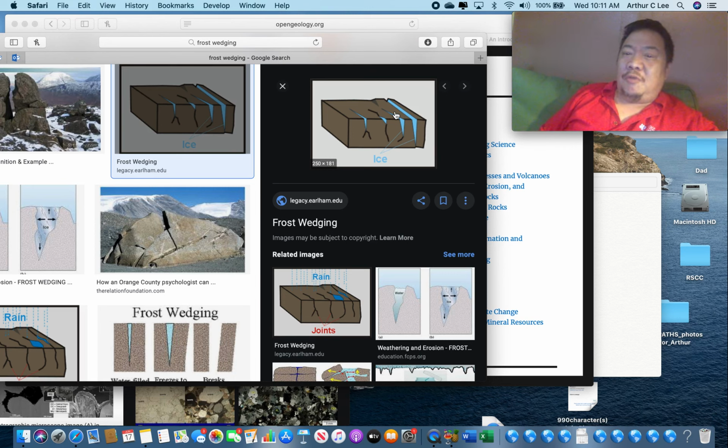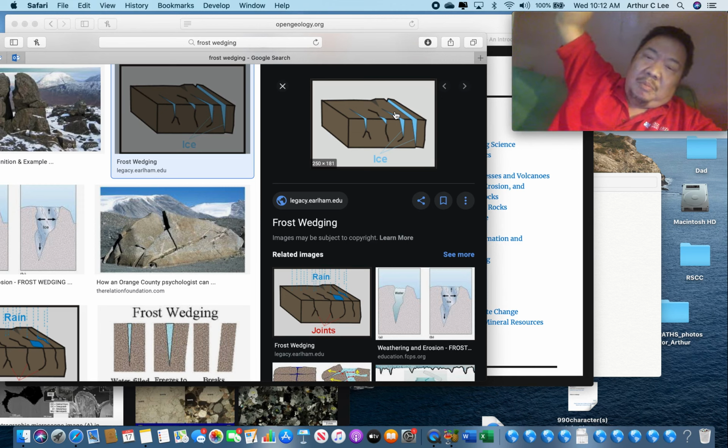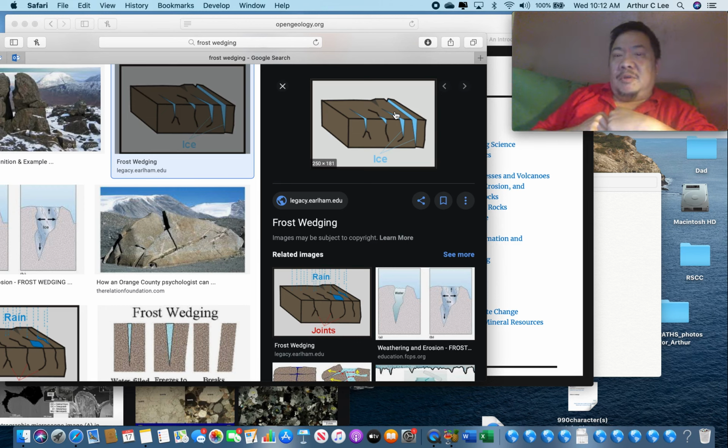And where do you think frost wedging is going to be more important? Up north or down south? Up north, especially in Canada or the upper Midwest. Do you ever wonder why when you go up north of the Mason-Dixon line, there's toll roads up there when you go to New Jersey, Pennsylvania? Why are there toll roads up there and there are no toll roads down south? That's real easy to explain. If you go to New York City or Boston or places like that, you got to pay high toll.